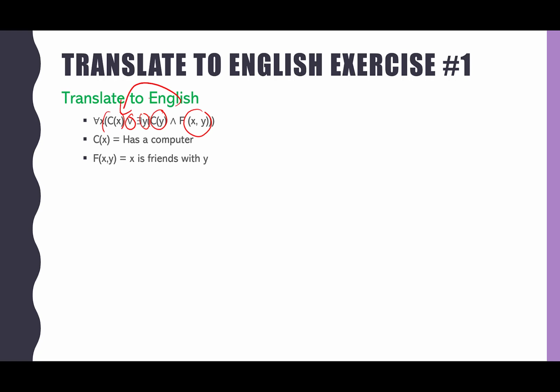Follow that? Okay? When all is said and done, we're saying for every single student, person, whatever our domain is, that person either has a computer or there is some person that exists that happens to have a computer and is their friend. So in other words, everybody has a computer or knows somebody with a computer, right? How do we feel about that?